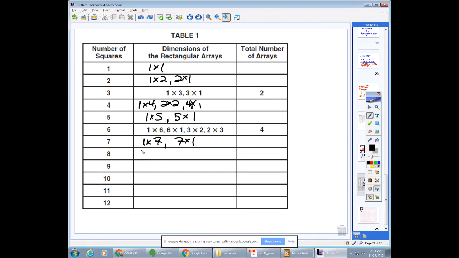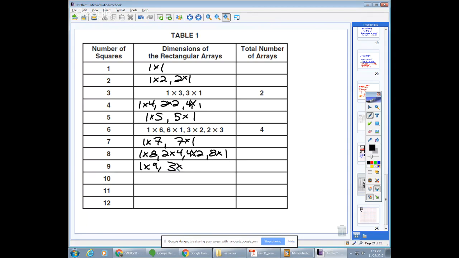Or 2 by 4. A 4 by 2. Or an 8 by 1. So given that, it could be a long rectangle or a tall rectangle. 9, 1 by 9.